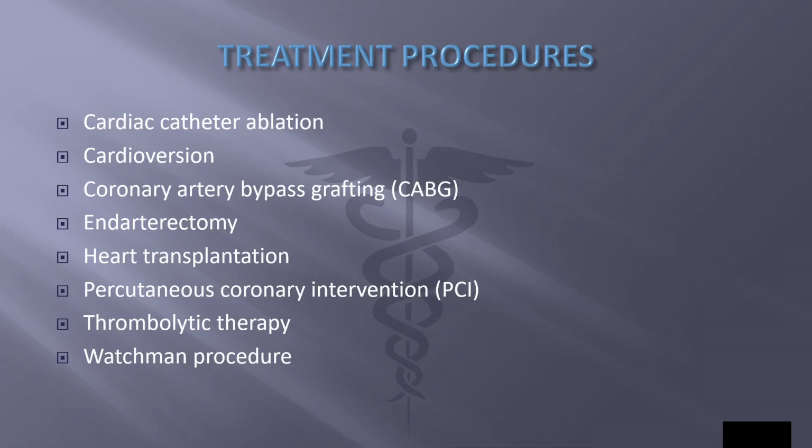And then Watchman procedure. A small parachute-shaped device, a Watchman device, is placed into the left atrium of the heart, the left atrial appendage. This reduces the risk of a stroke by lessening circulation of blood clots that may travel to the brain.